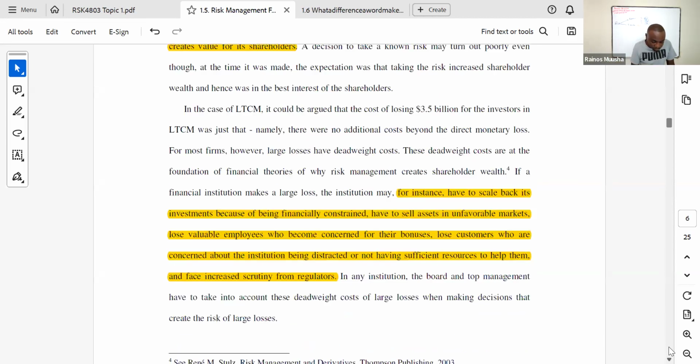So in this case, looking at this case study, they say, for instance, having to scale back its investments because of being financially constrained, and to sell assets in unfavorable markets, lose valuable employees who become concerned for their bonuses, lose customers who are concerned about the institution being distracted and not having sufficient resources to help them, and face increased scrutiny from regulators means that the company would not be able to maximize the shareholders' wealth. And remember, this is the risk that the institution is now going to be faced with in the case where they suffer a huge loss.